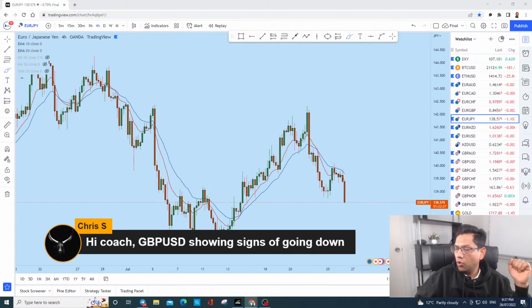GBPUSD showing sign of going down. Looks like the dollar getting a little bit stronger. Let's see. That's why I'm just patiently waiting to see what's happening.